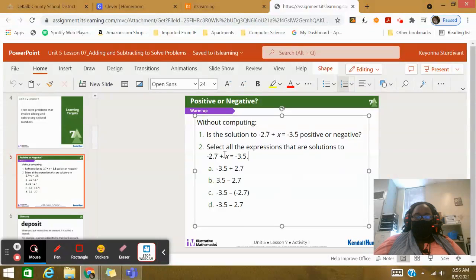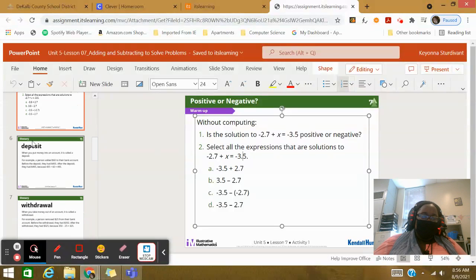Now that you figured out whether x is positive or negative, this is the same equation, but now they're asking you to circle each one of these that match the solution. So I would solve for x now, and then solve each of these and circle each one that actually matches the same solution as the value that you got for x.